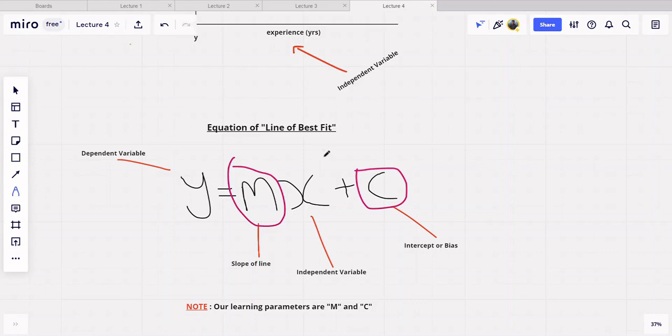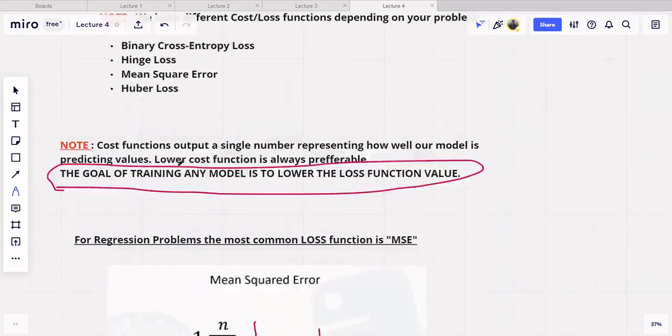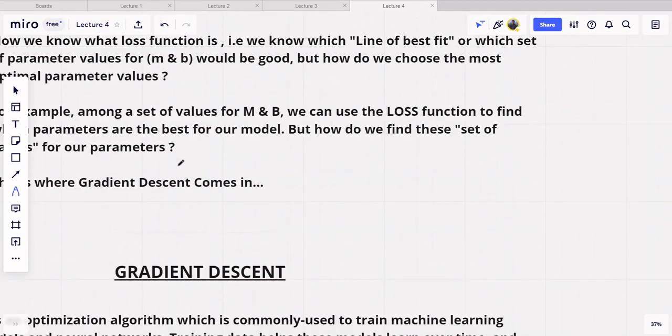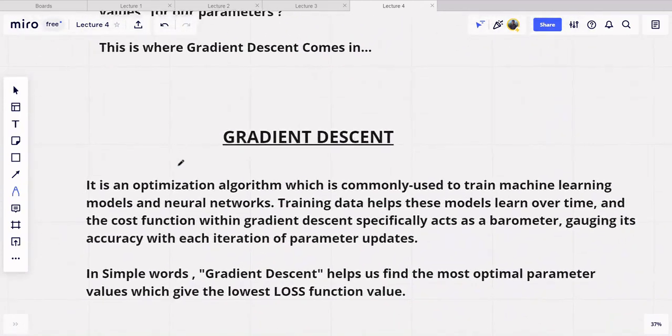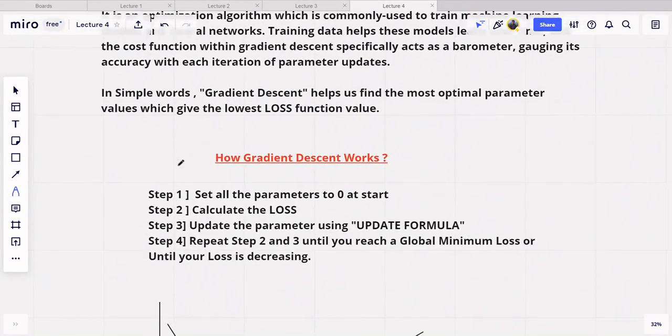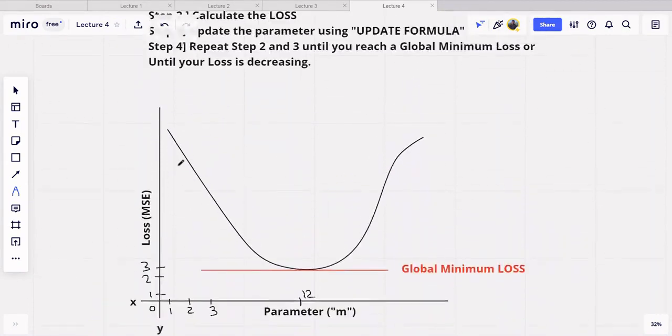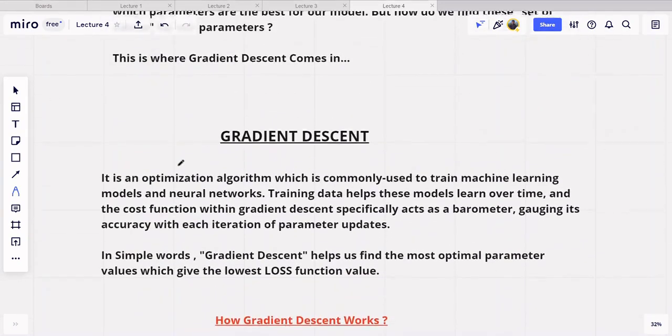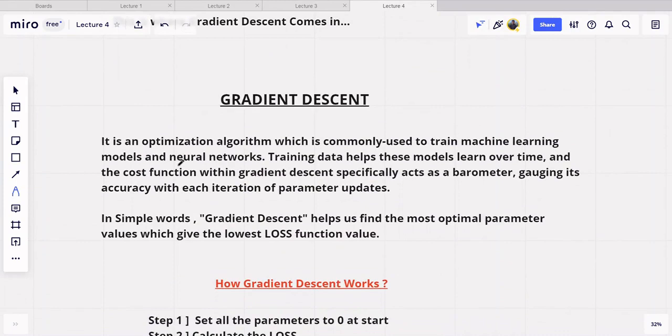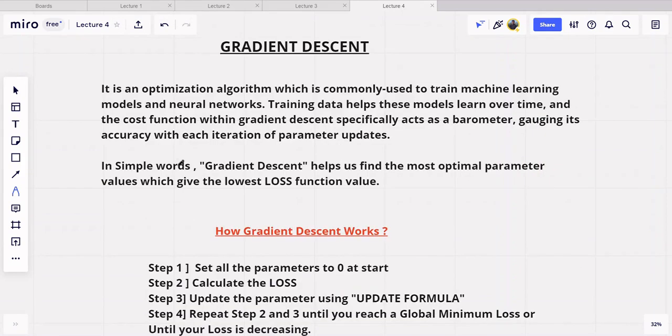Now, in order to find those values that give us the lowest cost function or the lowest loss function, we use gradient descent. All right, in order to find the values for the parameters that give us the lowest value for our loss function, we use gradient descent. So that was basically what gradient descent is, and now we'll go deep into how gradient descent actually works.